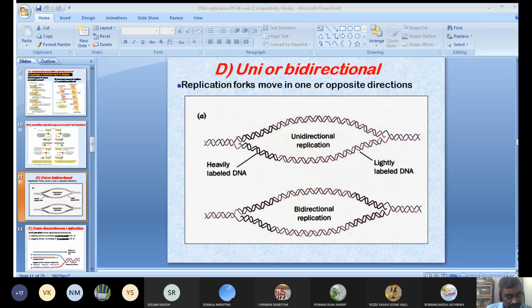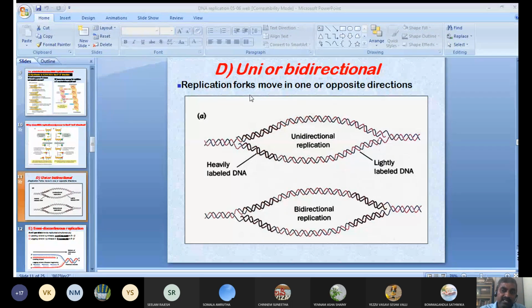Remember, unidirectional replication will happen only in plasmid molecules, only up to a certain stage of replication, and later on it will become bidirectional replication. Do you understand what I mean? Are you clear? Right? So the bidirectional replication will take place. So what will happen here? The unidirectional replication will not happen like this.